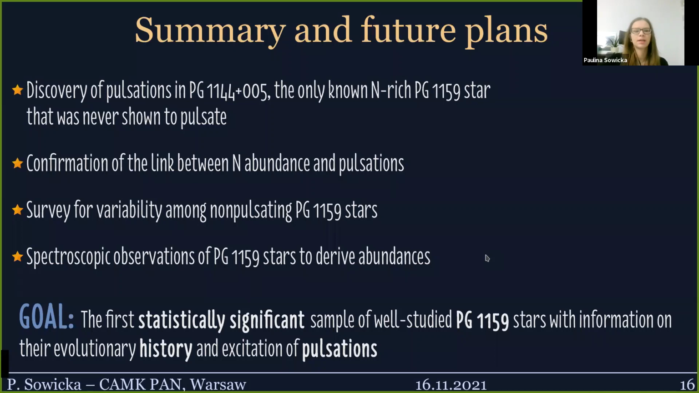So to sum up, we discovered pulsations in PG1144, the only known nitrogen-rich PG1159 star that was never shown to pulsate, and that confirms the link between the nitrogen abundance and pulsations in these stars. We are carrying out a survey for variability among these non-pulsating stars and those that were never checked for variability, providing better detection thresholds for these stars.